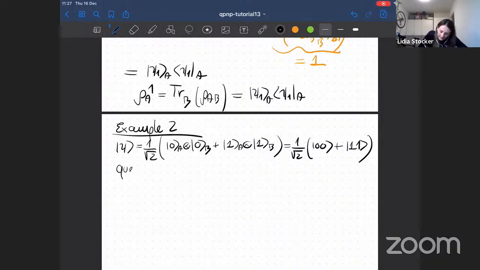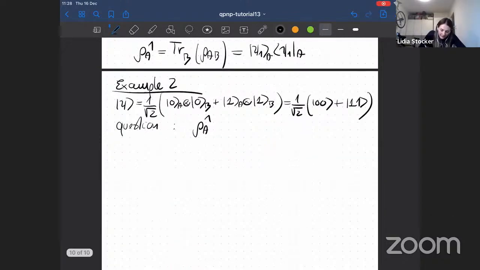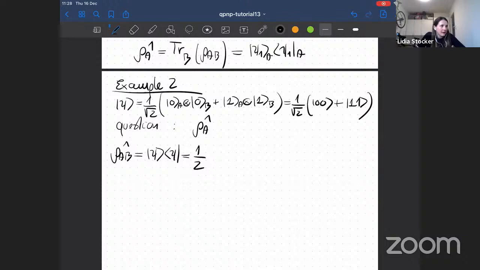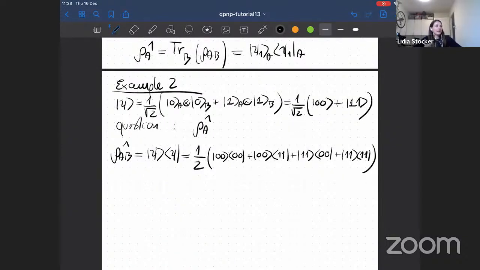The question is, what is the state in A? So how do I characterize what I would see only in the Hilbert space A? First of all, I have to calculate the density matrix, as usual. So this will be psi, and this is a simple calculation. It will give 0, 0, 0, 0. I'm going a little quickly because I assume you know this quite well, and it's not particularly interesting. So this is the density matrix.